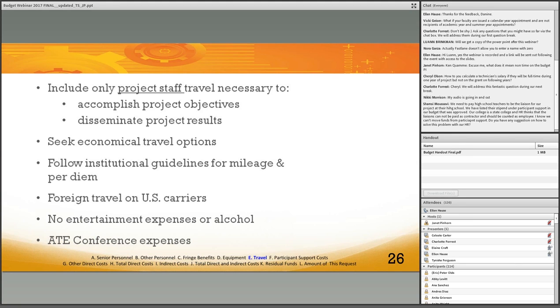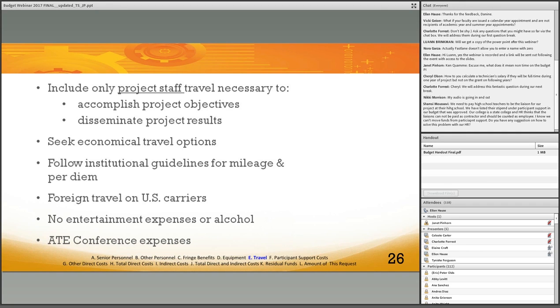However, you will need to note some restrictions on travel. You must book the most economical form of travel, such as economy class airfare. First class is unfortunately unallowable, and if you need any foreign travel, this must be done on U.S. carriers. Travel expenses must be reasonable in terms of the number of trips to be taken and the amount budgeted for each one. You'll also need to detail your travel expenses in terms of why this travel is necessary and include accurate travel estimates in the budget justification.